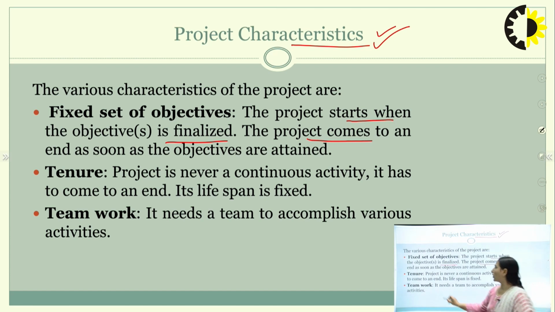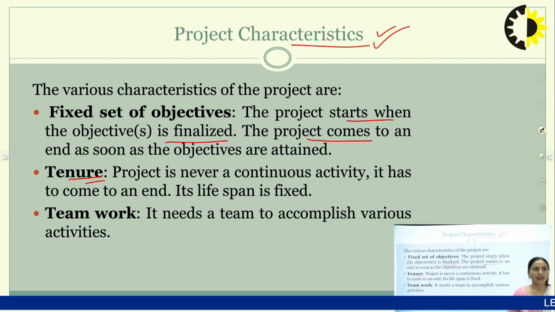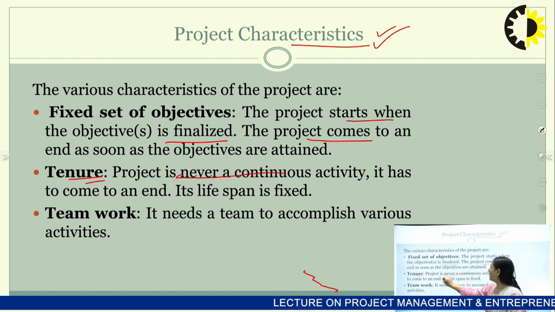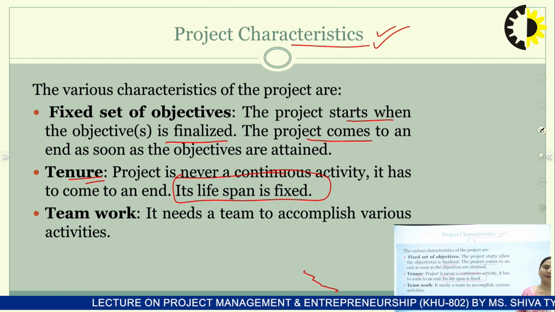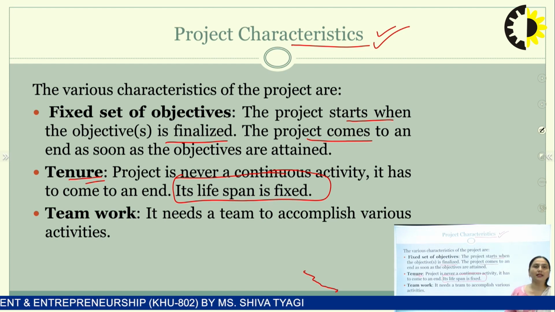Then second is the tenure. Again, a very important term. A project is never a continuous type of activity. You cannot say that it is an ongoing project. Definitely it has to come to an end. So, that means the lifespan of the project is fixed. There is a proper tenure that needs to be defined based on how much time is required for the completion, and we can never say that it is a continuous activity. If it is a project, it has to come to an end. So, the lifespan of the project is fixed.